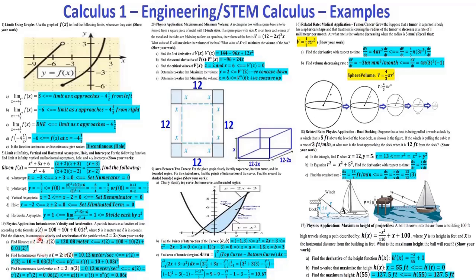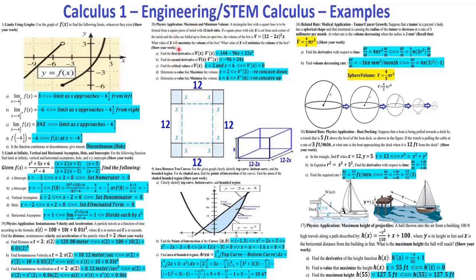Then to find the velocity at time t equals 2, the velocity is the derivative of the distance. So you take the derivative of this, which is minus 10 plus 0.03t squared. Then you substitute 2 into that equation, and you will end up with minus 9.88 meters per second. Then the derivative of velocity is acceleration. If you take the derivative of this, which is 0.06t, then you evaluate this at 2, you will end up with 0.12 meters per second squared.